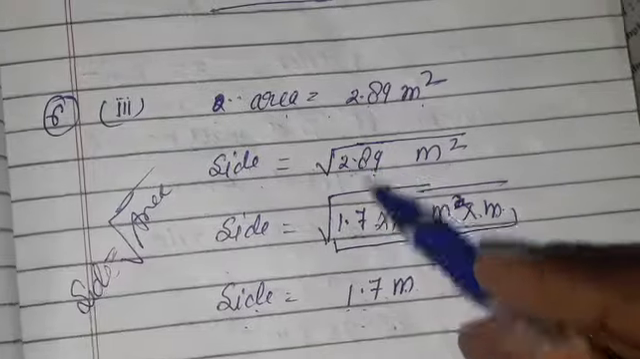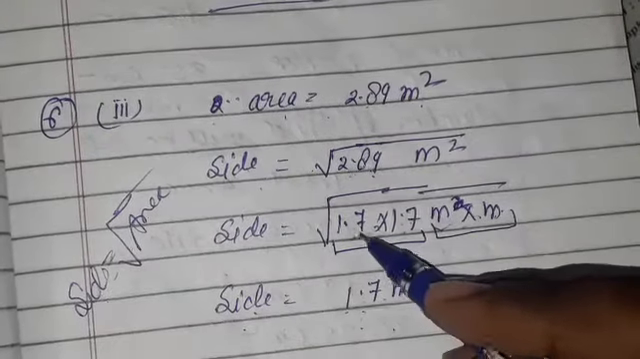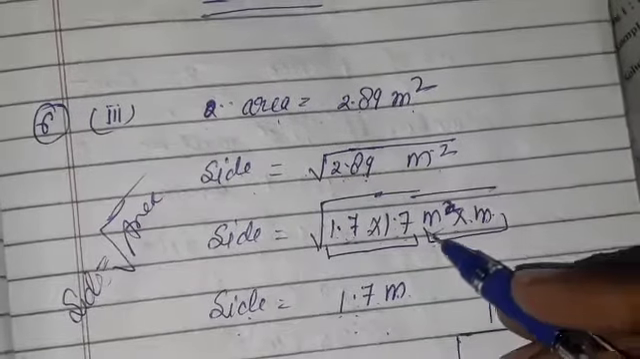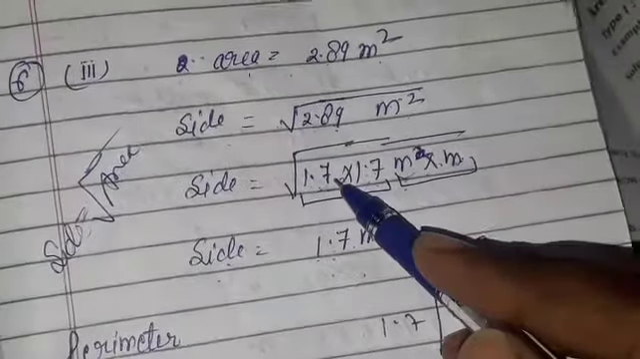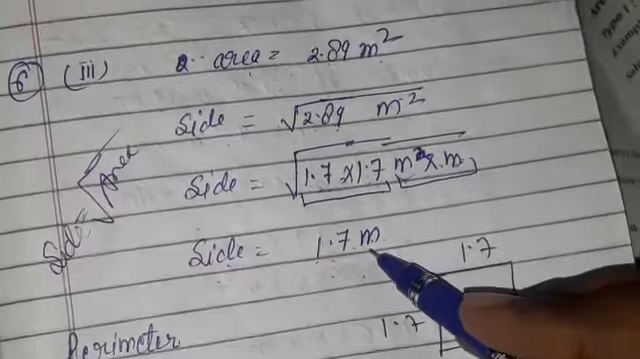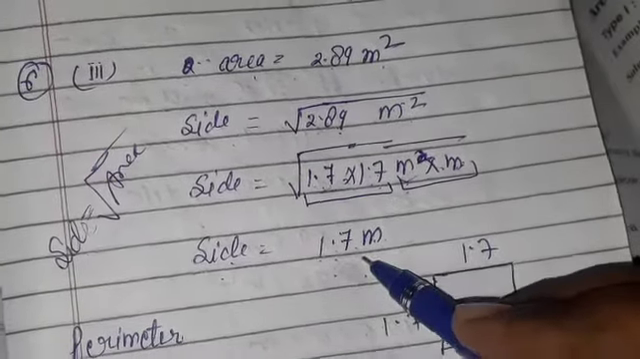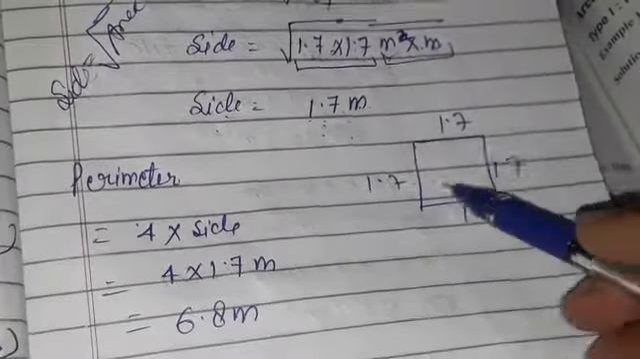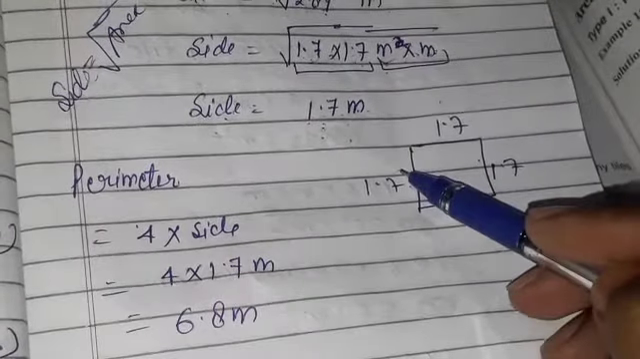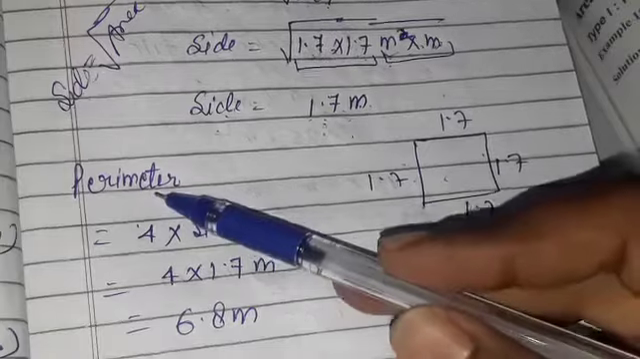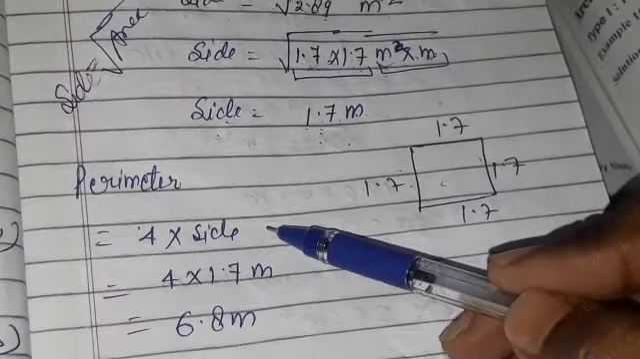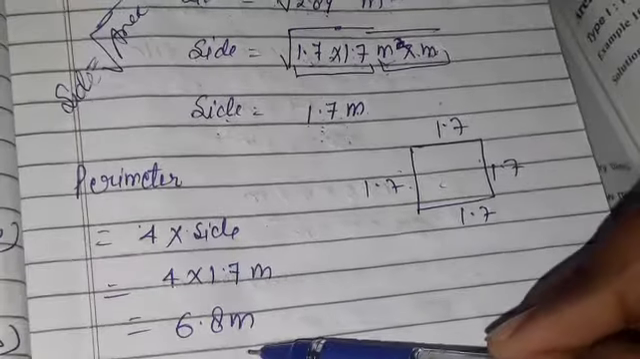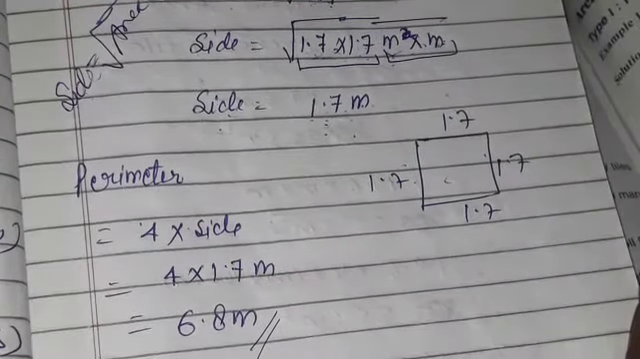So side equal to, I just separate this 2.89 as 1.7 into 1.7 and this meter as meter into meter. So take 1.7 outside, meter outside. So your side is 1.7 meter. So this is your square, your side is 1.7 meter. So your perimeter is 4 into side. This is the formula for perimeter of a square. So by this you will get 6.8 meter.